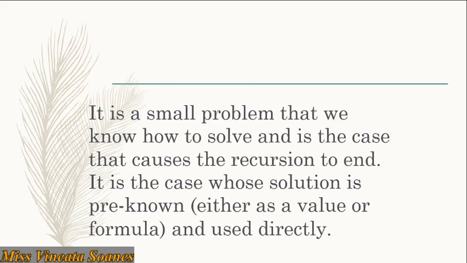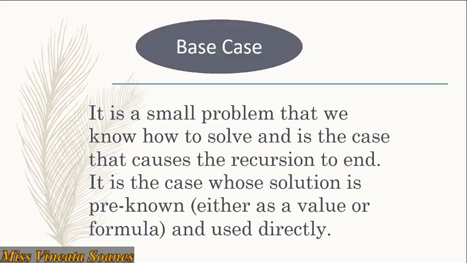And the base case, if you have to write it in detail, you can also write it in this way. It is a small problem that we know how to solve, because you know already that if I say if n is equal to 1, I'm going to return n. It is the case that causes the recursion to end. It is the case whose solution is pre-known, you know already, either as a value or formula, because you say n is equal to 1, so you're using 1, and you already know it, and you're using it directly. So that is a base case, right?